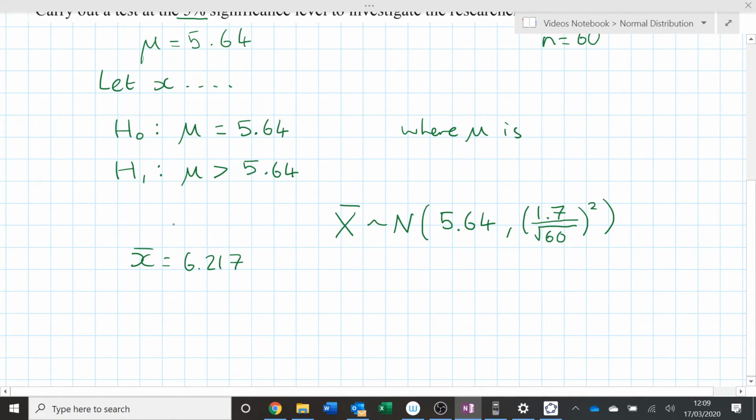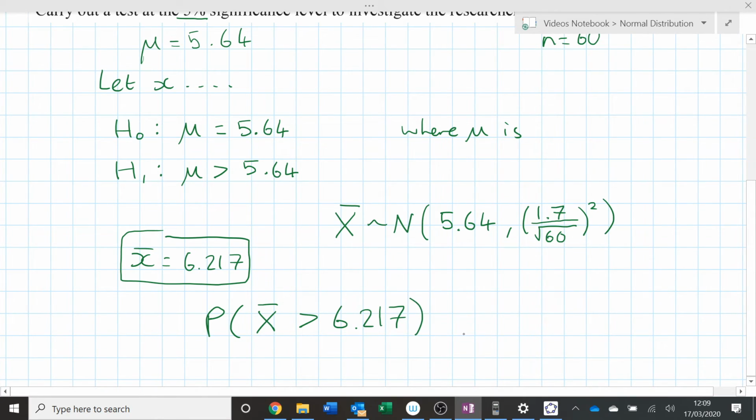So we want to say, is this evidence that it has changed versus this distribution? So I want to say, what is the probability of x bar being greater than 6.217, because we've increased, and we want to compare that to 5%, because that's our significance level.